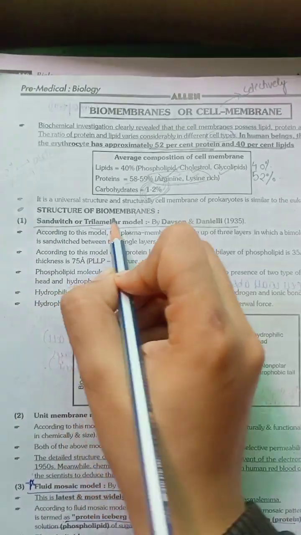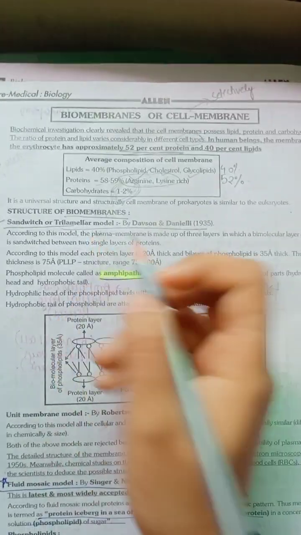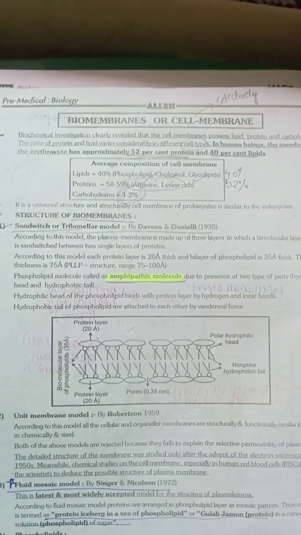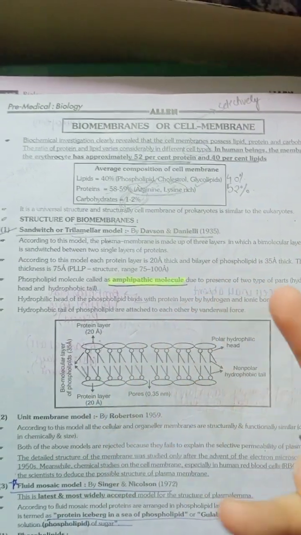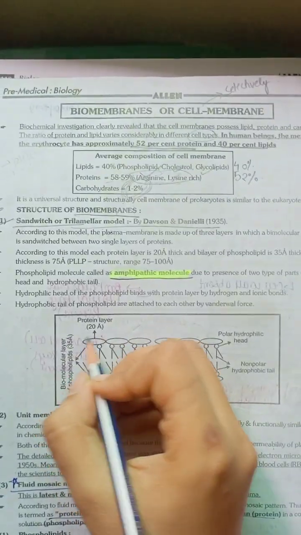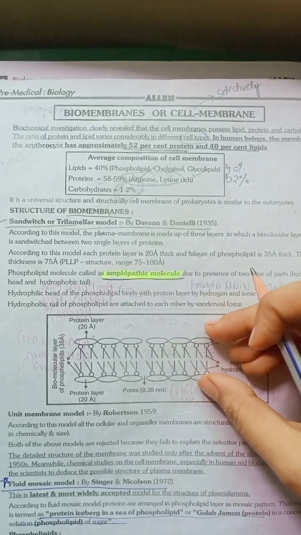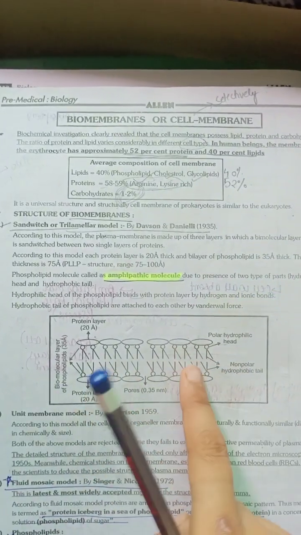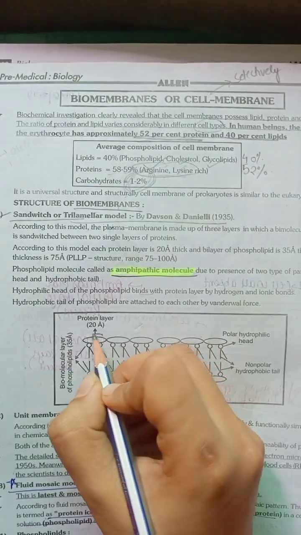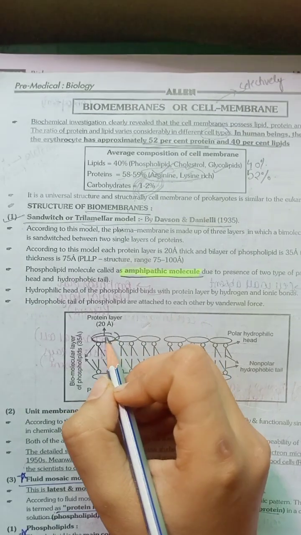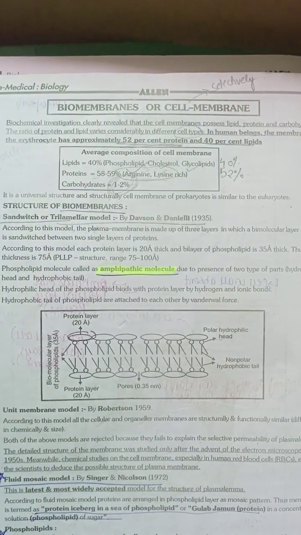Now, what is the structure of biomembranes? We have the sandwich or trilamellar model, which was first given by Davson and Danielli. According to this model, the plasma membrane is made up of three layers. The middle layer is a bimolecular layer of phospholipids which is sandwiched between two single layers of proteins. According to this model, the protein layer is 20 angstrom thick and the phospholipid layer is 35 angstrom thick.